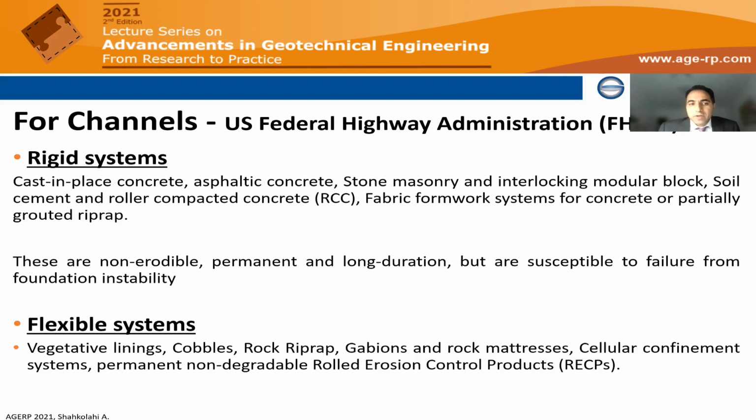The flexible systems are like vegetation systems, riprap, gabion mattresses, or cellular confinement, or even hydromulching, which is a kind of covering but not permanent, and RECPs, or rolled erosion control products.